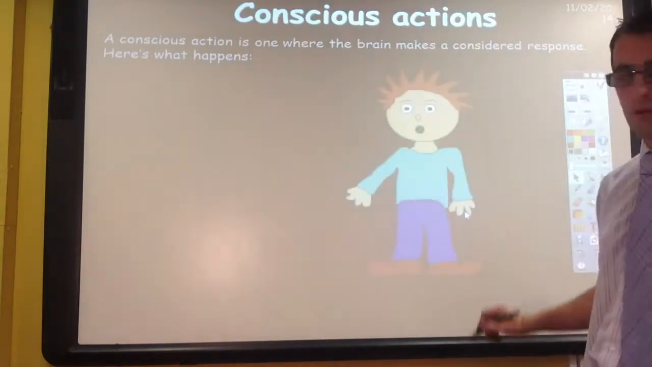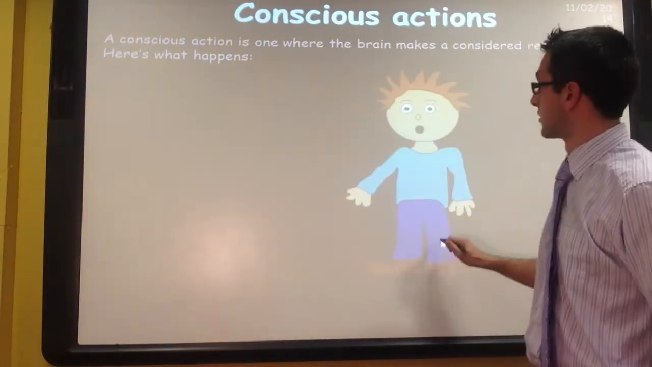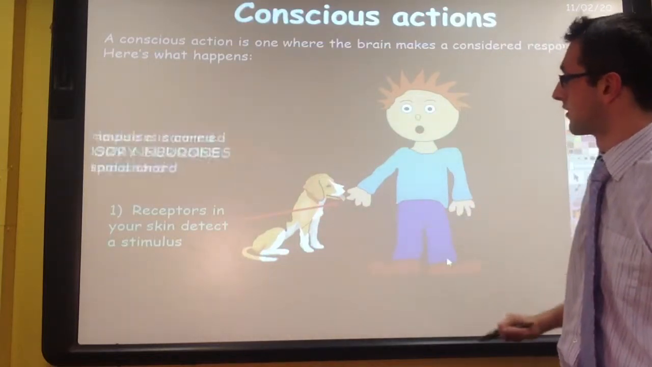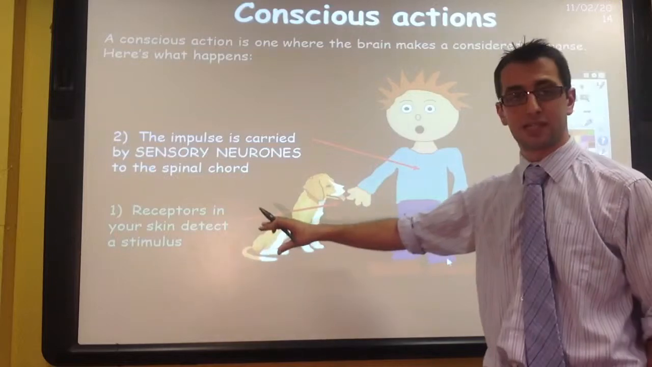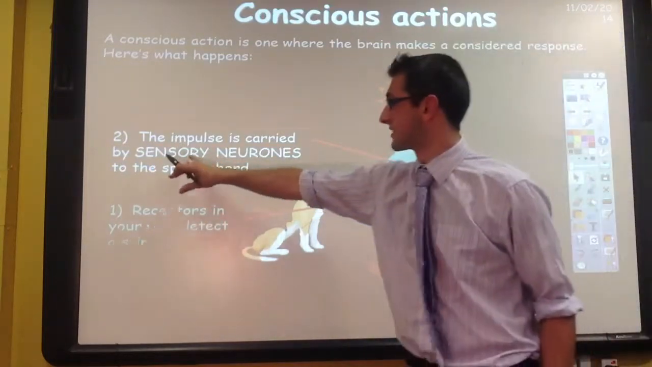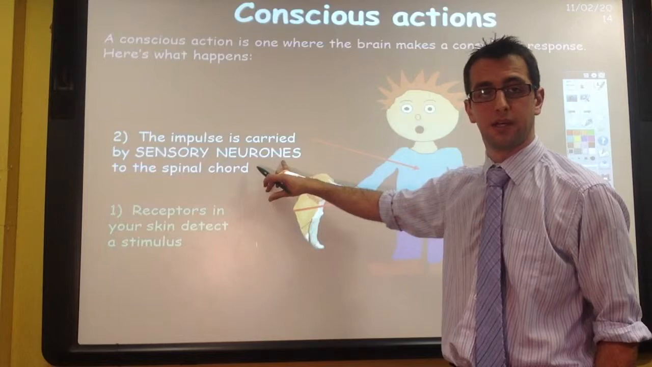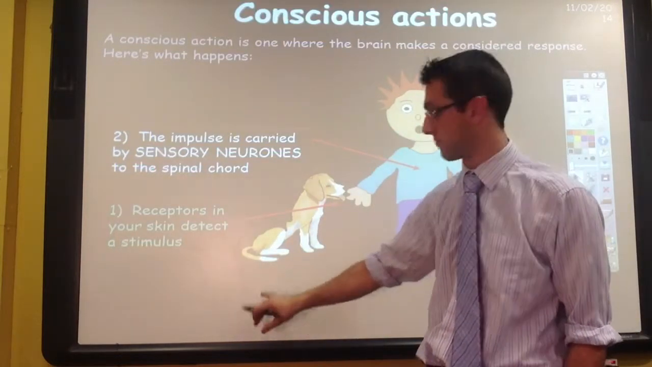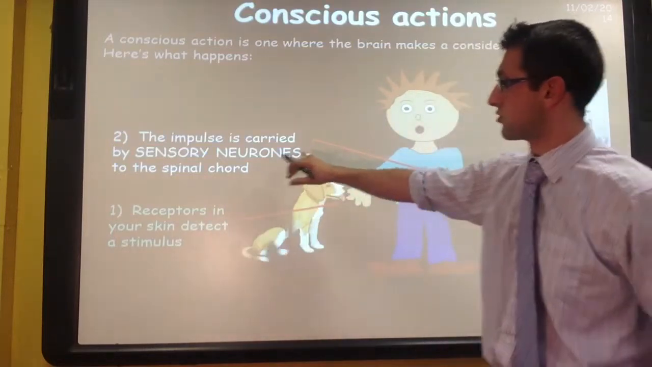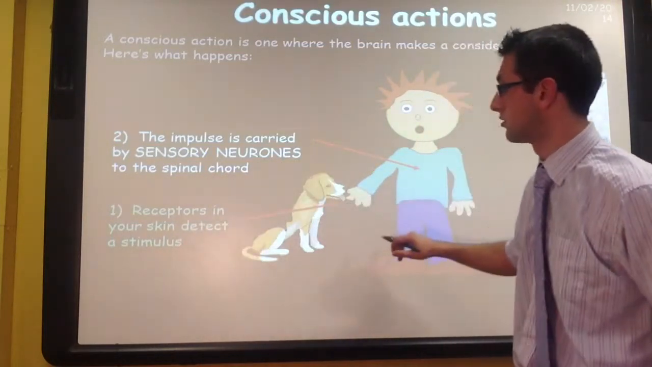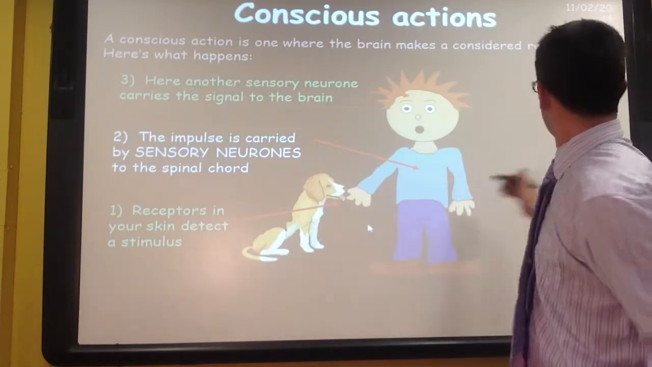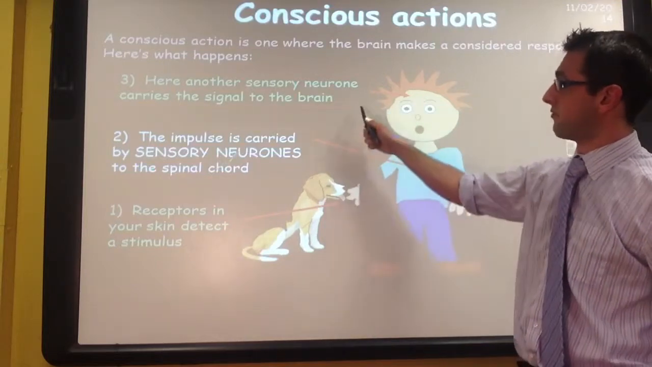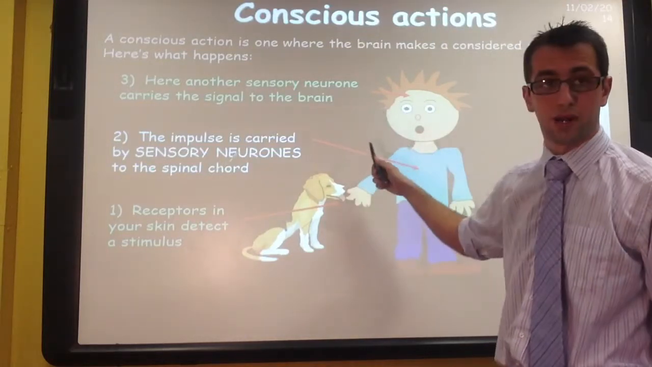So, all of these are conscious actions. There's a whole range of different conscious actions that it may be. So we've talked about detecting things on your skin. That is then carried around your body using sensory neurons. And sensory neurons are connected to your receptors, which pick up this stimulus. That sensory neuron is connected onto your spinal cord. From there it goes up to the brain.